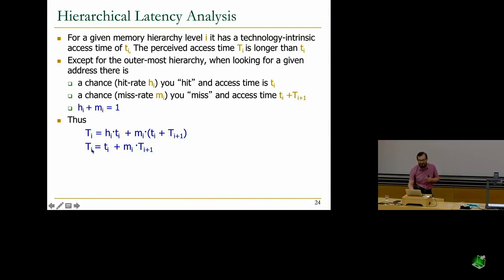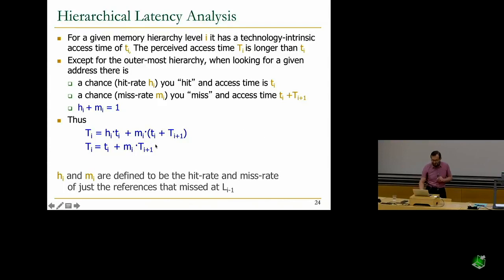If i is 1, you have small t_1 plus the miss rate in the first level times the perceived access latency in the second level of the cache. And at the outermost level, the access latency is essentially t_i of the outermost level. You won't miss in the outermost level. Right? That's our assumption.